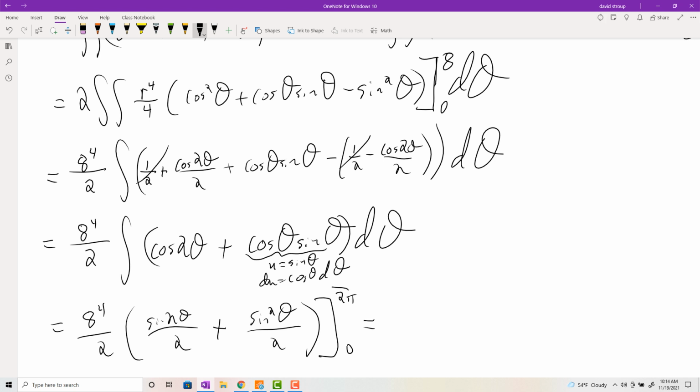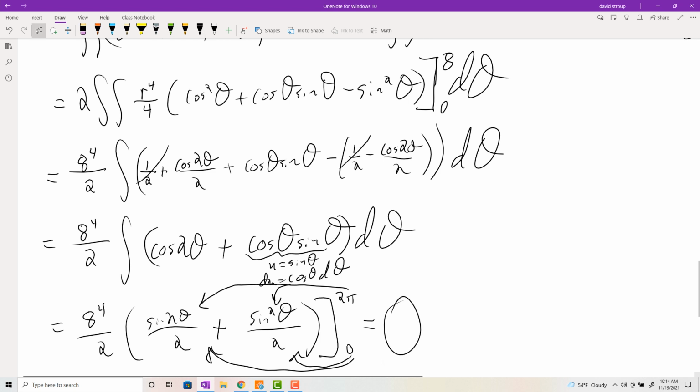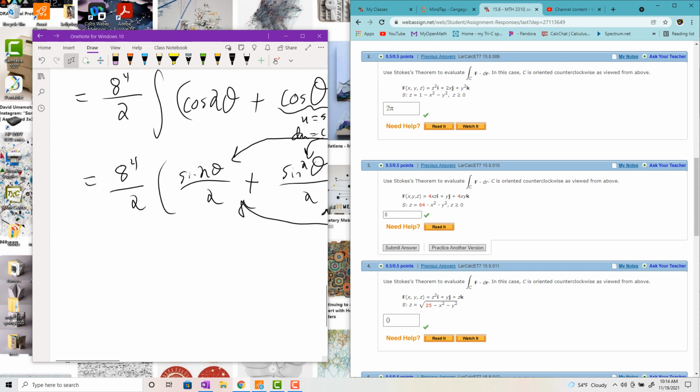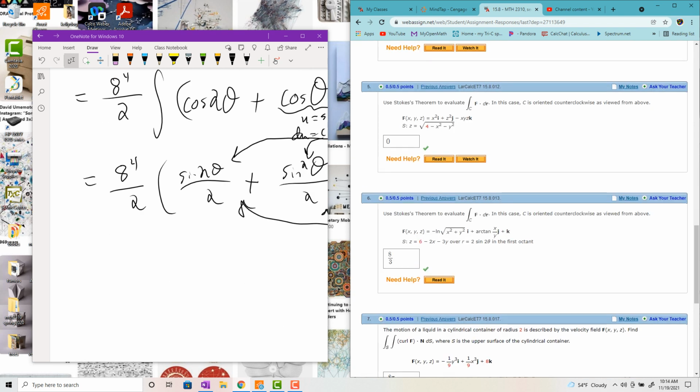When you plug this 2 pi into here and here, you'll have sine of 4 pi, which is 0, and then sine of 2 pi squared, which is also 0. And then when you plug these in, you're going to get 0 and 0, and then 8 to the 4th over 2 times 0 is 0, which is why I sort of got away with making a mistake when I did the problem, but I still ended up getting the answer, which is 0. Okay, all right, so good stuff.